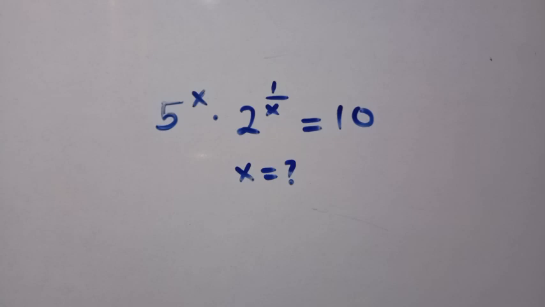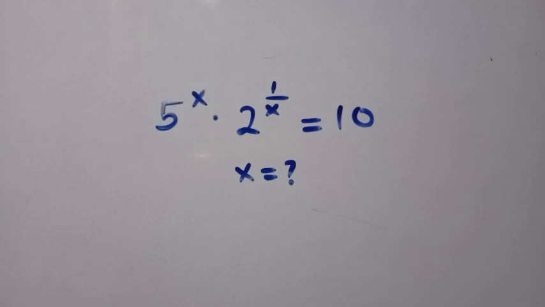How to solve these nice exponential equations? We have 5 raised to power x multiplied by 2 raised to power 1 over x equals 10. One thing about this question is we have different bases and also different powers. I want to know the value of x that satisfies this.